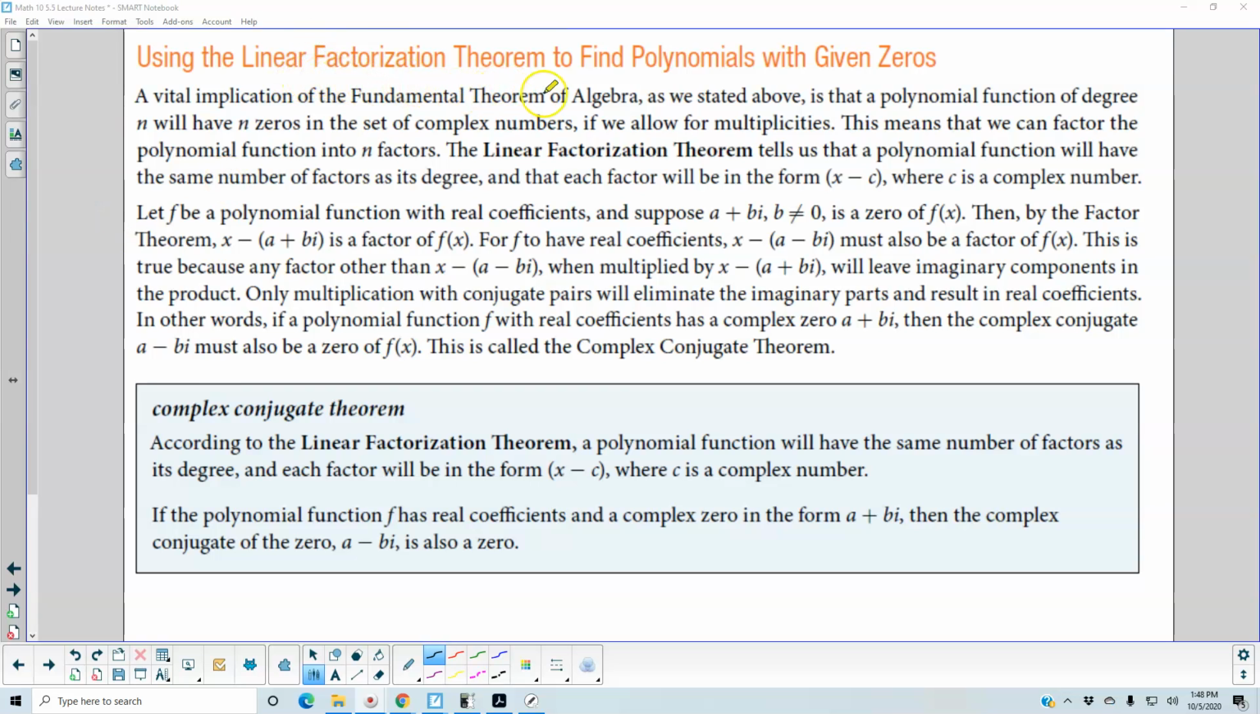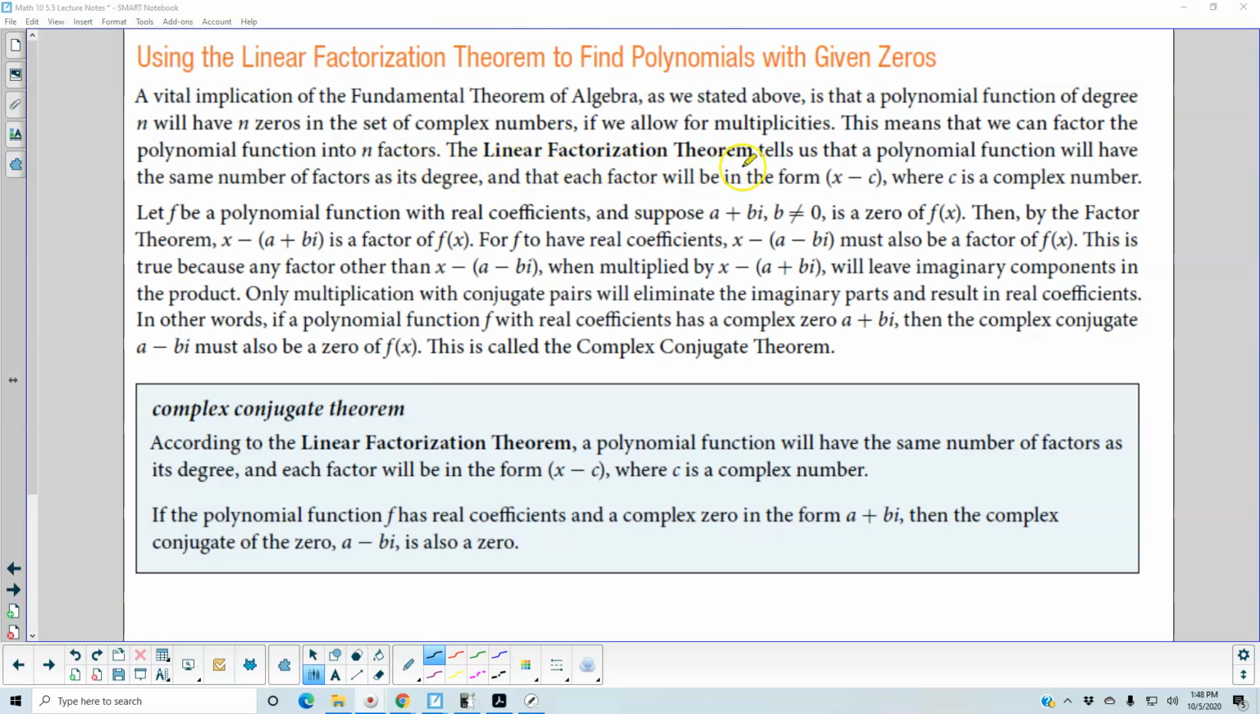Using the linear factorization theorem to find polynomials with given zeros. A vital implication of the fundamental theorem of algebra, as we stated above, is that a polynomial function of degree n will have n zeros in the set of complex numbers, if we allow for multiplicities. This means that we can factor the polynomial function into n factors.